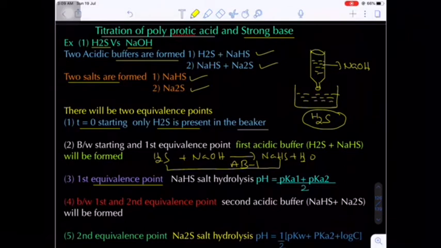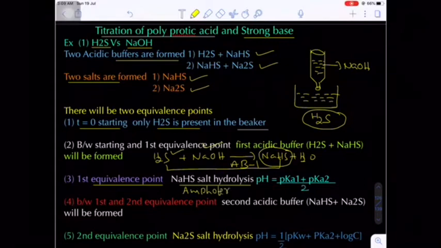Now after that you will get the first equivalent point. Here there are 2 equivalent points. Remember, because it is a diprotic acid, there will be 2 equivalent points. At the first equivalent point, what happens? The salt undergoes hydrolysis. What is the salt here? Sodium hydrogen sulfide, because H2S is completely consumed and NaOH is completely consumed. Only sodium hydrogen sulfide is present in the solution at the equivalent point, which undergoes salt hydrolysis. This salt will be amphoteric.